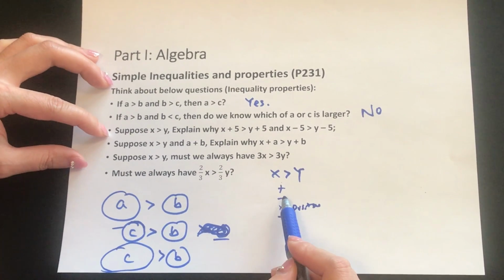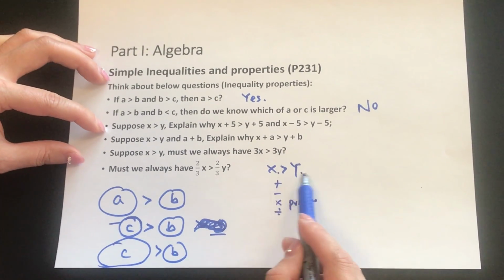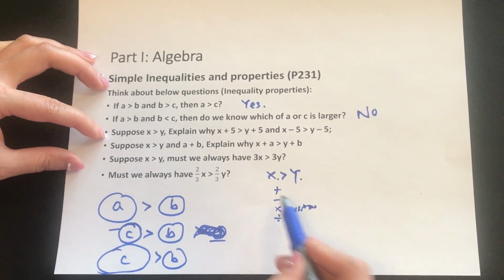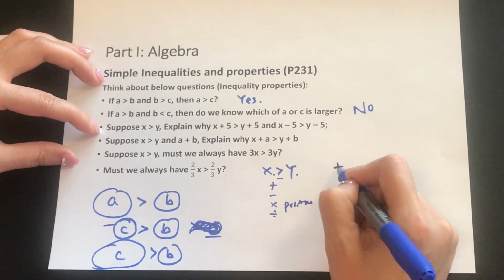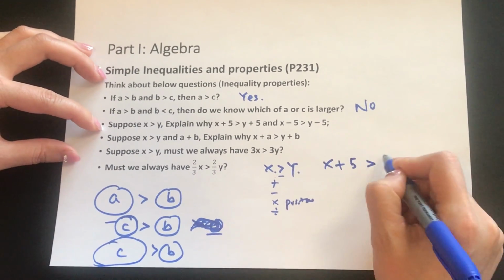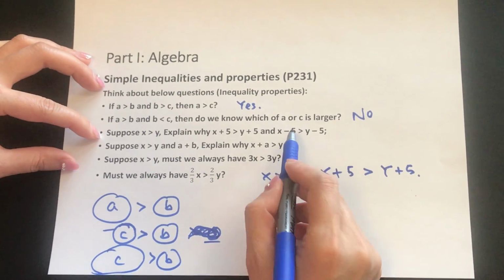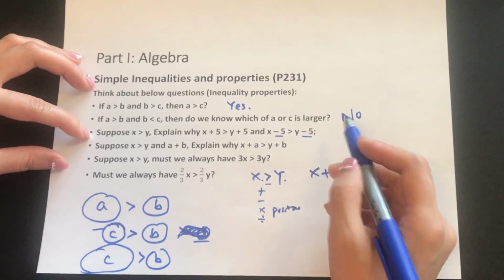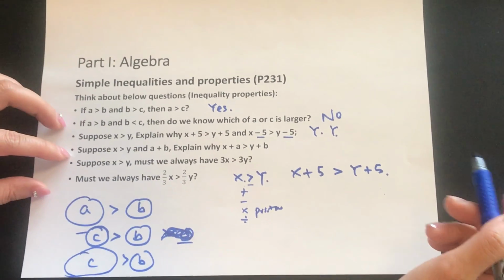Here, it won't change the property of an inequality. But plus and minus, here we can add to both sides of this inequality without changing the sign. So therefore, x plus 5 will be greater than y plus 5. And subtraction is the same way. So for both questions, the answers are yes.